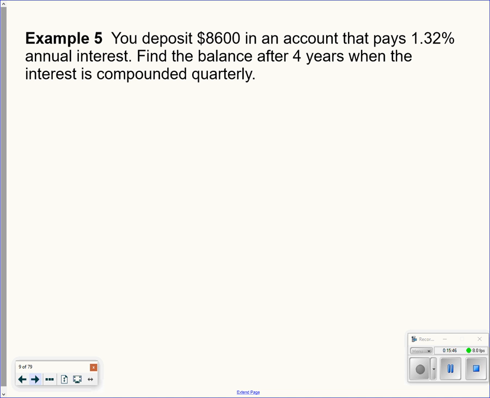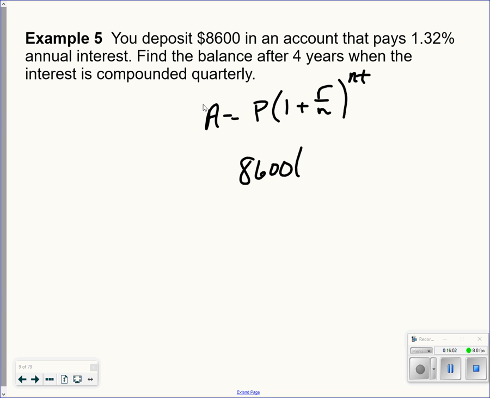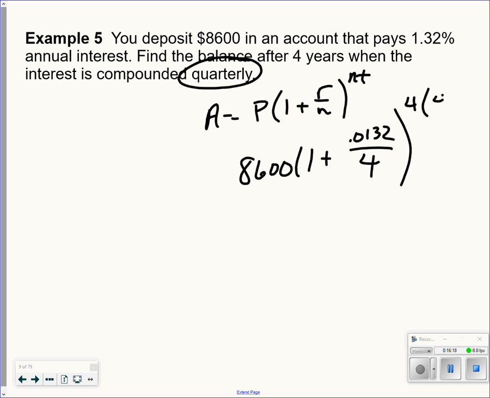Let's do a problem using that formula, and I will give you that formula. A equals P times 1 plus r over n, raised to the nt. You don't have to memorize that formula, but you obviously need to know what each thing means. You deposit $8,600 in the bank at a rate of 1.32%. Remember to write that as a decimal, not as a percent. Find the balance after 4 years if the interest is compounded quarterly. Quarterly means 4 times a year. So 4 times a year and 4 years.